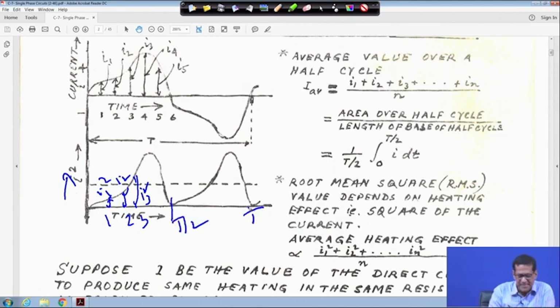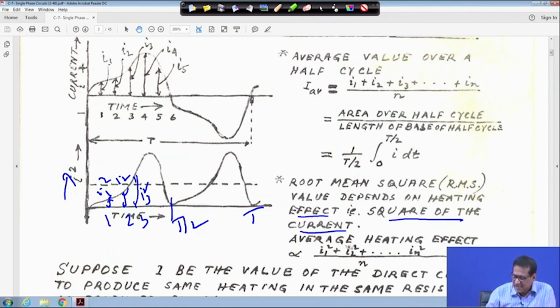If you have some n such values, then the average, the root mean square value, depends on the heating effect, that is the square of the current, because in DC circuit you have studied that power loss is equal to I square R. So root mean square value depends on the heating effect, that is the square of the current. The same I square R loss will be applicable to the AC circuit also, we will come to that.